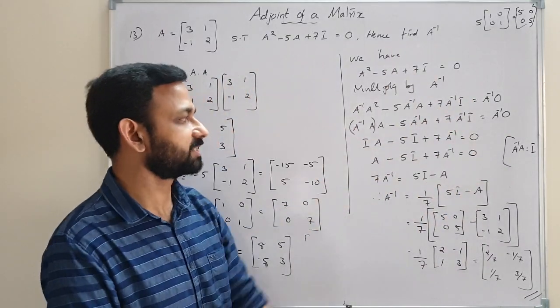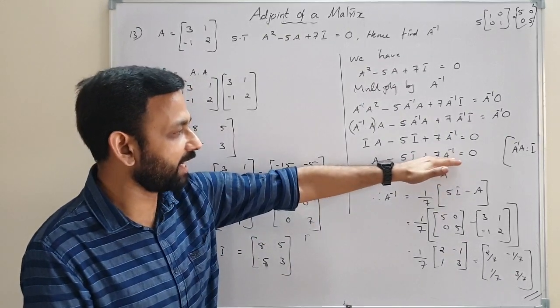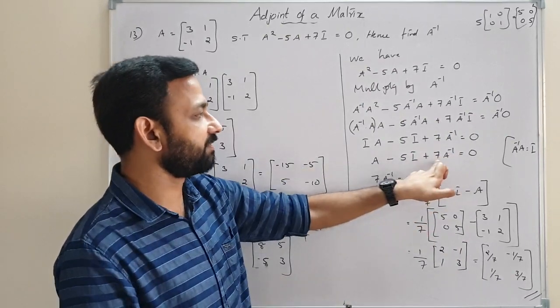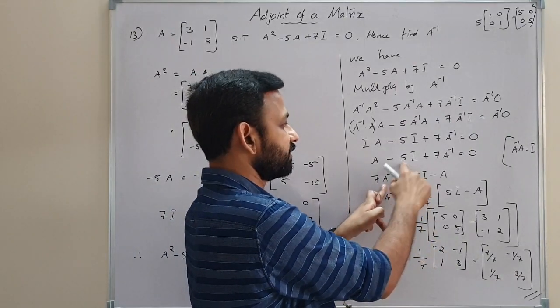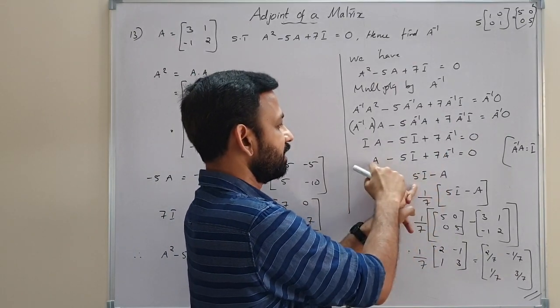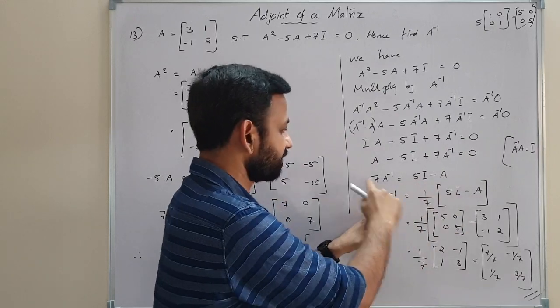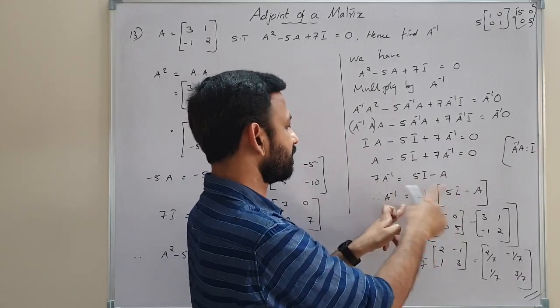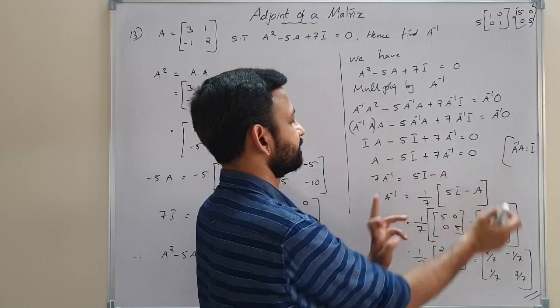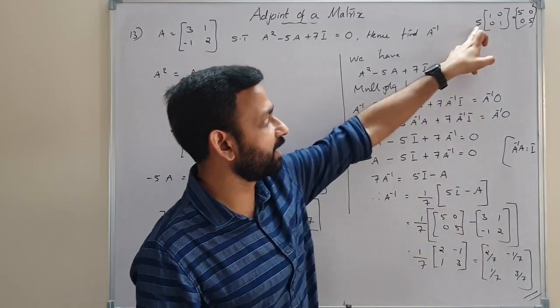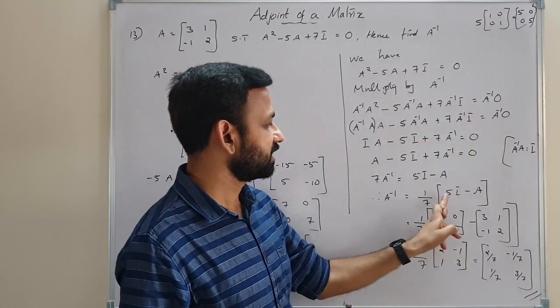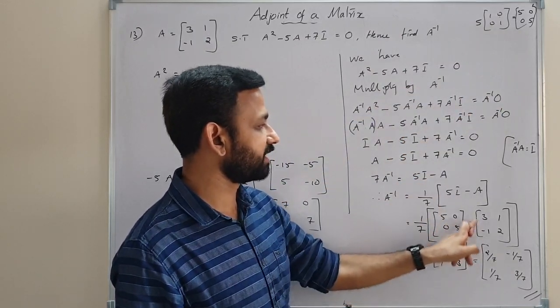Now I need to write all the steps, we can avoid some steps. Now we need to write only A inverse on the left side. So first we will write 7 A inverse on the left side. We will take this one from left to right, plus 5I minus A. Then 7 will go to the right side. So 1 upon 7 into, in bracket, this one. That is 1 upon 7 into 5I, that is 5 into identity matrix, that is 5, 0, 0, 5 minus A.